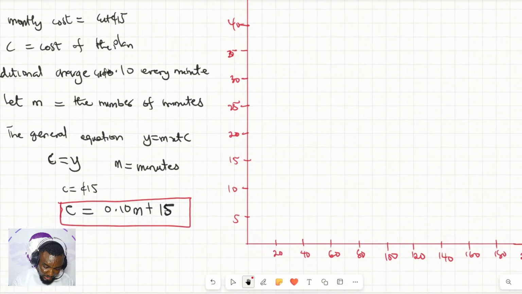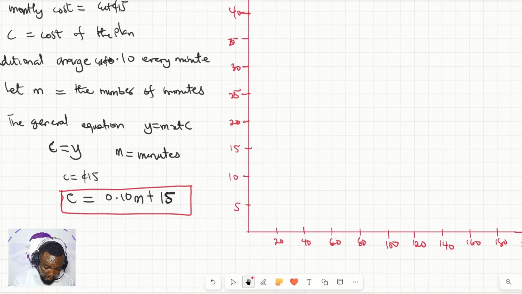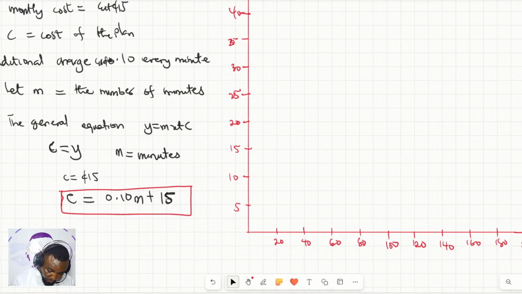So let's assume that probably in this case he did, let's say, 20 minutes. So I'll start from 20 minutes. If M is equal to 20, what will be our C? What will be the cost of the plan? So we will substitute 20 in place of M.